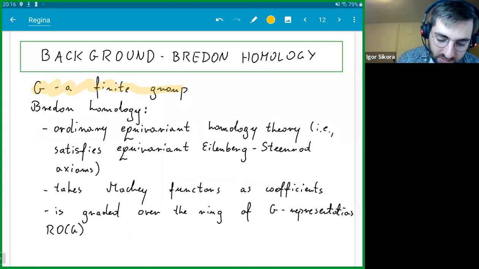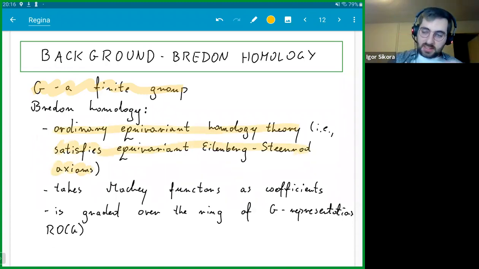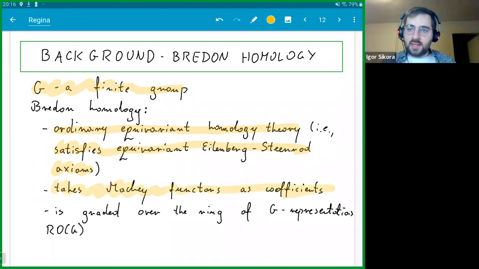Definitely the similarity is that Bredon homology is an ordinary equivariant homology theory in the sense that it satisfies equivariant Eilenberg-Steenrod axioms. Equivariant Eilenberg-Steenrod axioms are just like normal non-equivariant Eilenberg-Steenrod axioms. We just put G wherever possible. Then the differences are that the coefficients of the Bredon homology are in the form of Mackey functors. So this is what I already said, that the coefficients of Bredon homology have more structure, because they are Mackey functors.